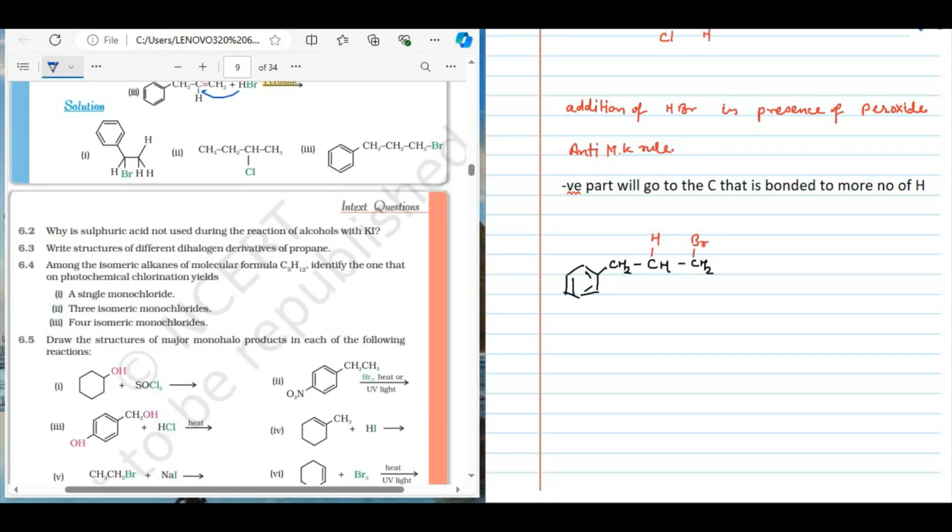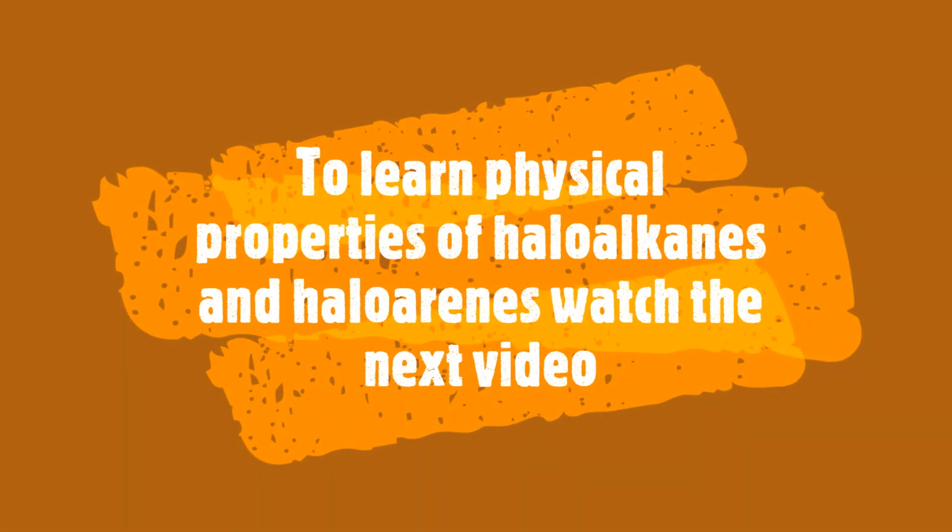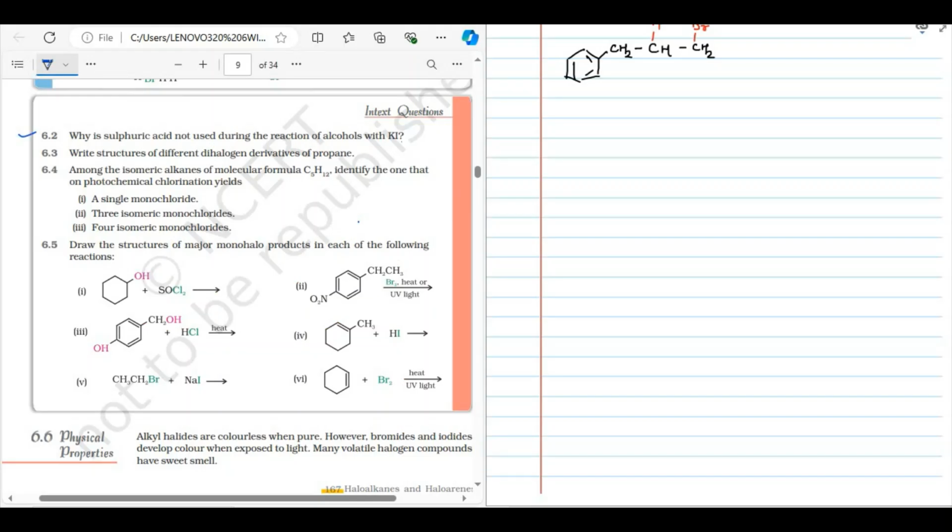Now let's solve the intext question. Why is sulphuric acid not used during the reaction of alcohol with KI? Let's see what will happen if we use sulphuric acid with KI. Sulphuric acid is a strong oxidizing agent, so it oxidizes KI into HI and further oxidizes it into I2.